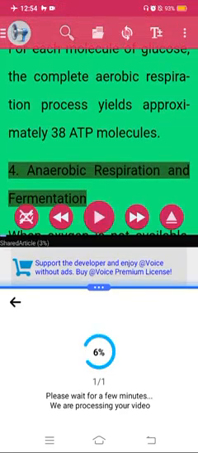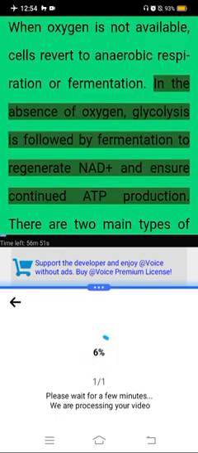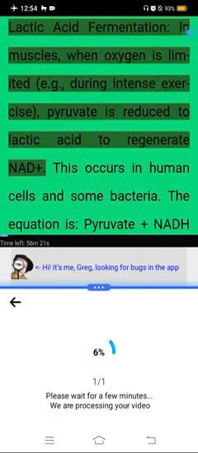4. Anaerobic respiration and fermentation. When oxygen is not available, cells revert to anaerobic respiration or fermentation. In the absence of oxygen, glycolysis is followed by fermentation to regenerate NAD+ and ensure continued ATP production. There are 2 main types of fermentation.